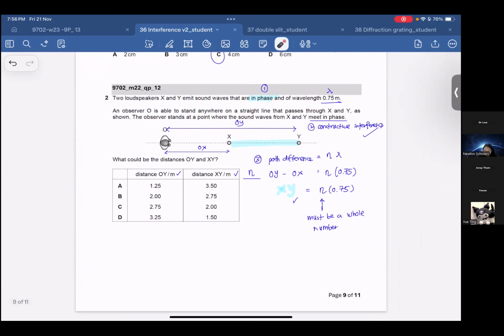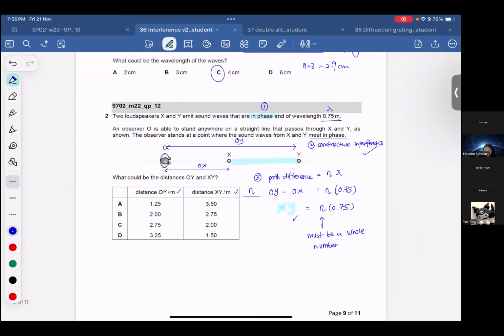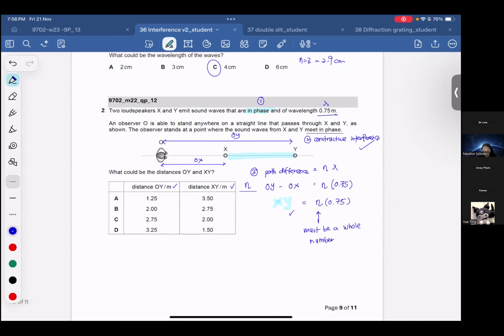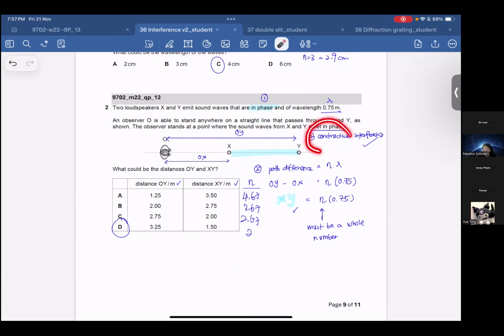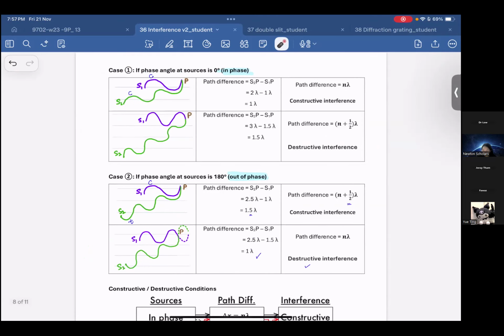Okay, dear, here. If you do the calculation correctly, you will get, for me, I get 4.67. Then this one 3.67, 2.67, and this one is 2. So my answer will be D. Because this is constructive, it must be a whole number. Come back to here: constructive interference when the sources are emitting in phase. So when they are a whole number of wavelengths, this will be a constructive interference. Okay, question number 2, is that clear? Can I proceed to the next question?